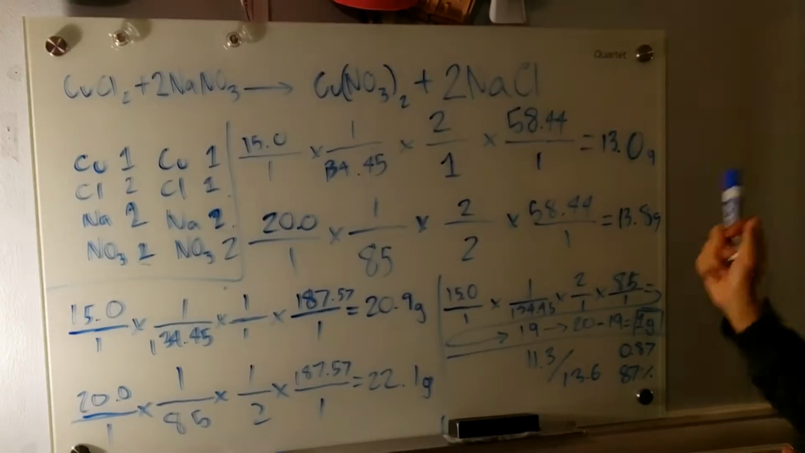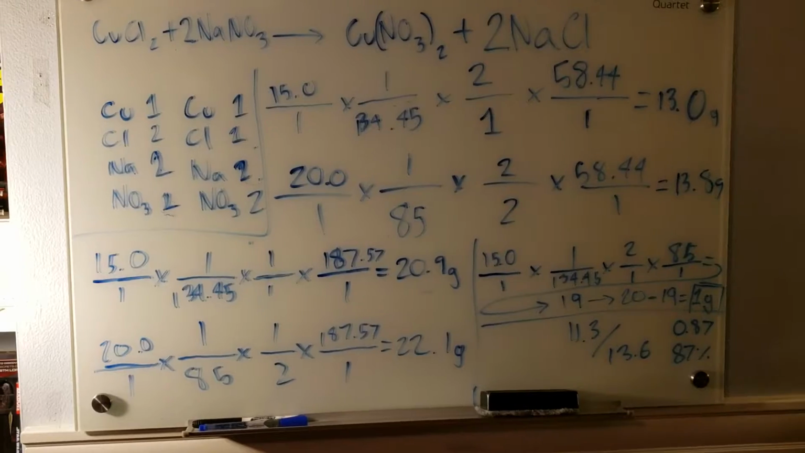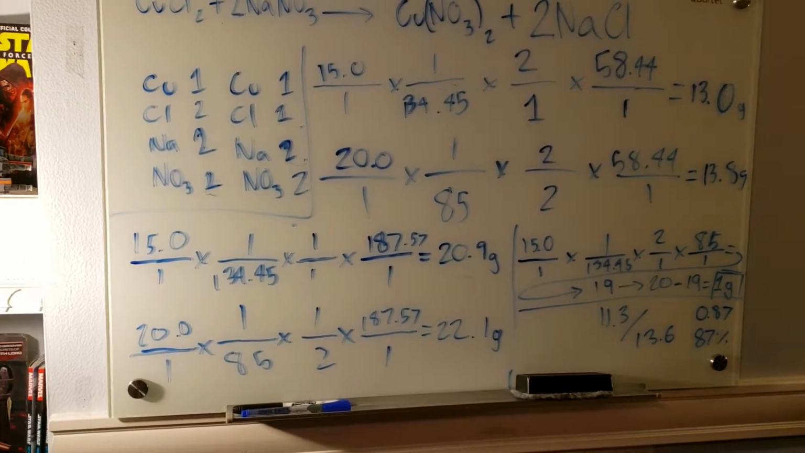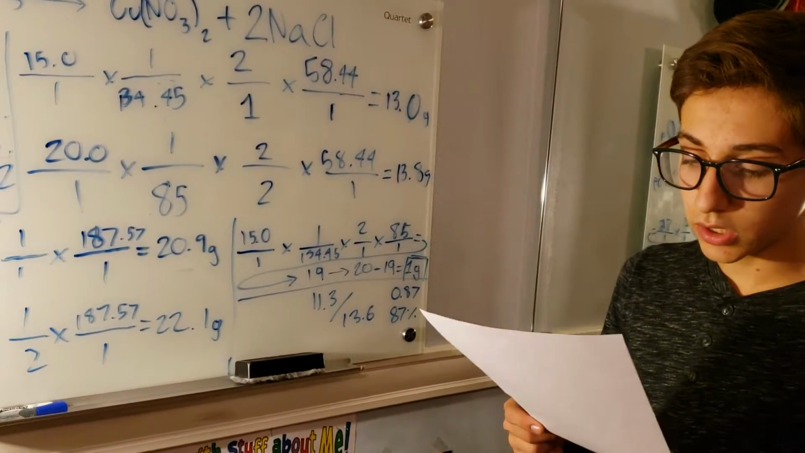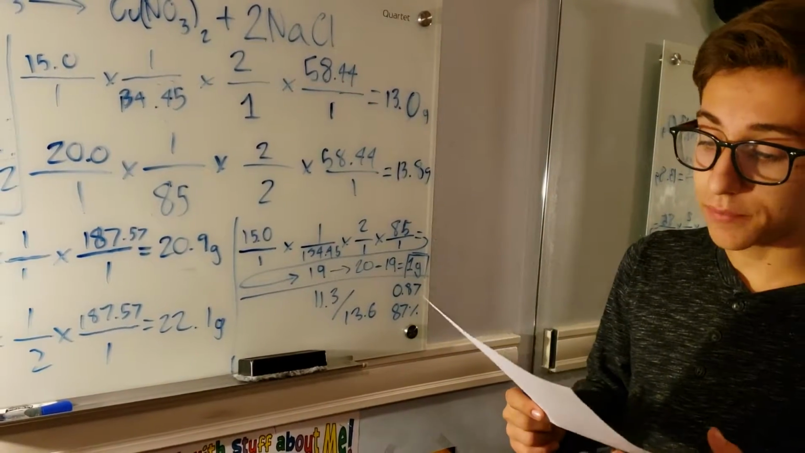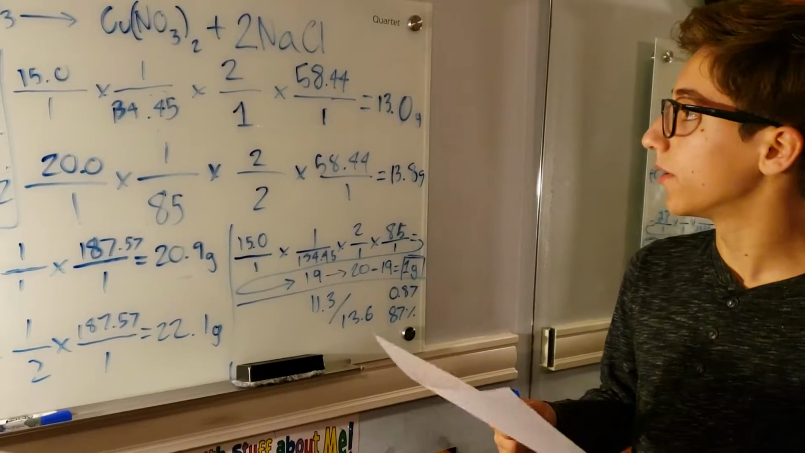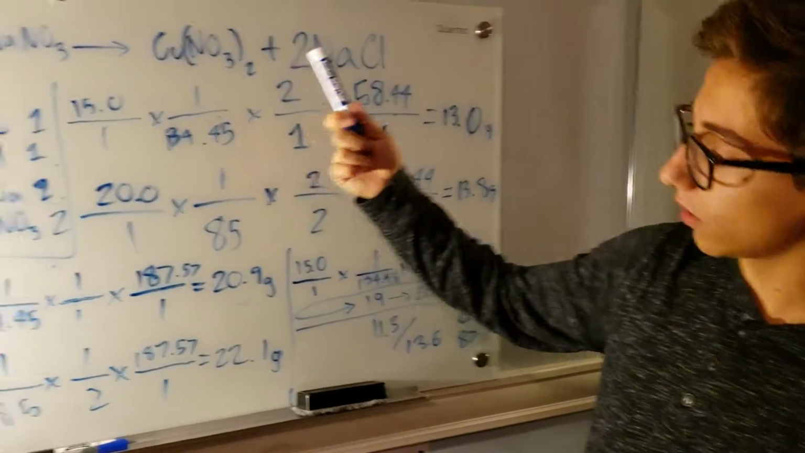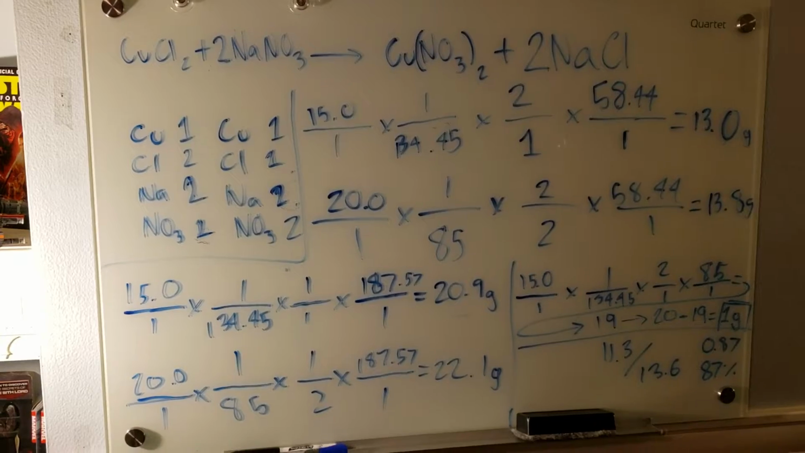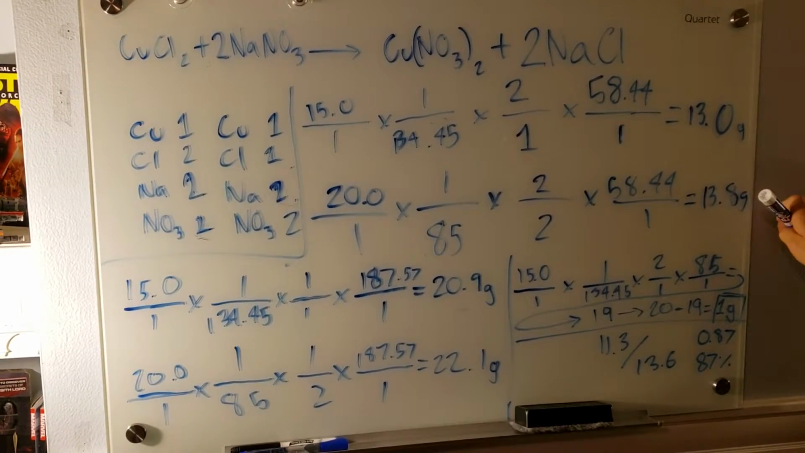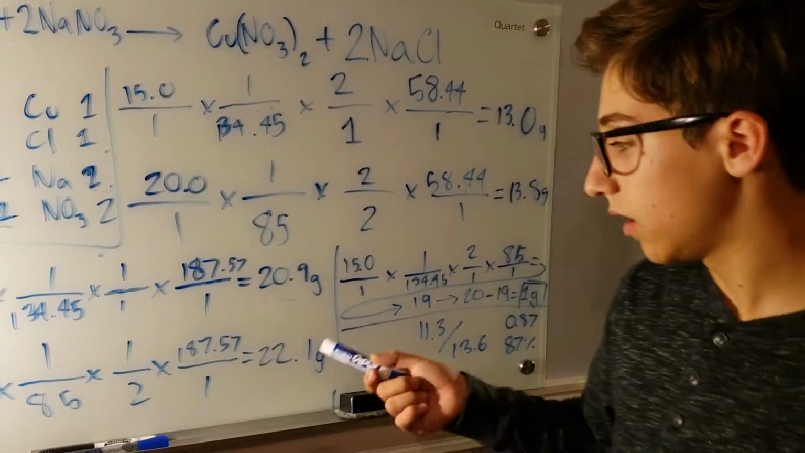And so we can tell 13.0 is smaller than 13.8, and that makes it our limiting reagent. Alright, so now that we have that out of the way, part D asks us how many grams of copper 2 nitrate is formed. Copper 2 nitrate is this fella over here, and we're going to do the exact same thing that we did for sodium chloride, however, we're doing it for copper nitrate. So it's asking us to do this again, but for copper nitrate.